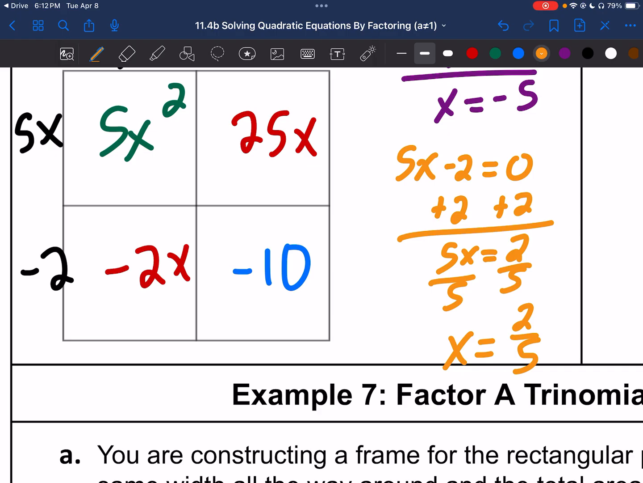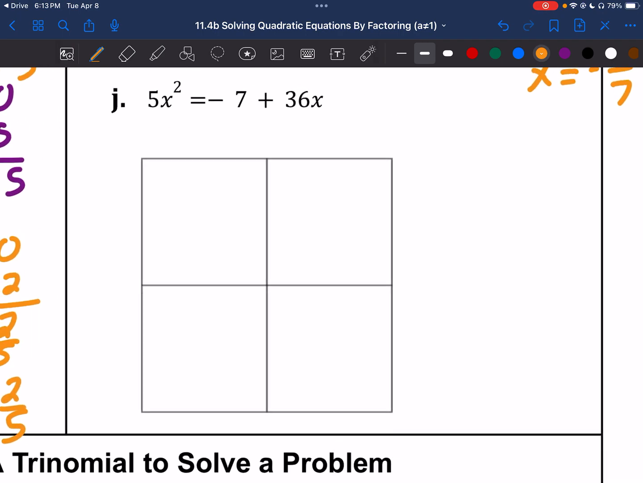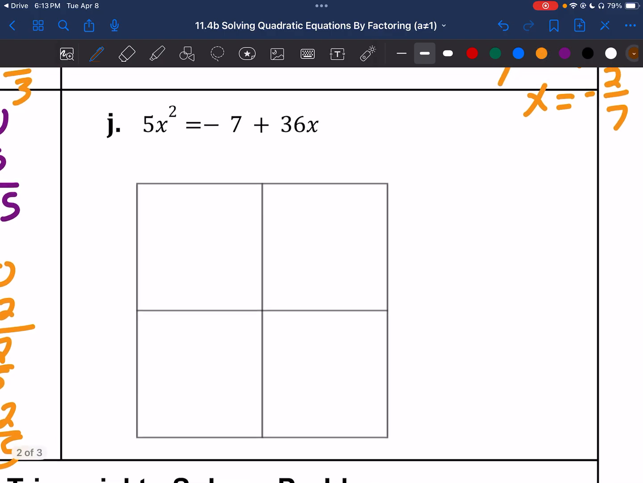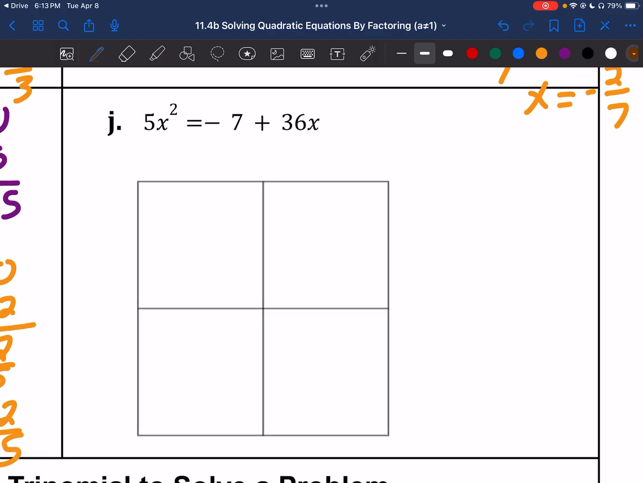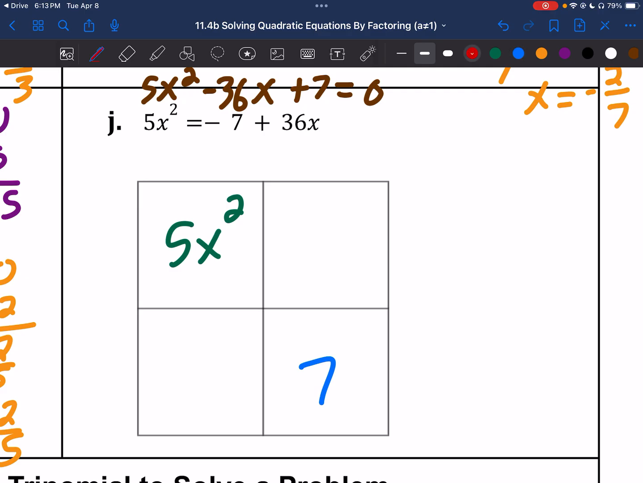All right, letter J. We've got 5x squared equals negative 7 plus 36x. So we're going to subtract 36x from both sides, and we're going to add 7 to both sides. So we get 5x squared minus 36x plus 7 equals 0. So we've got 5x squared. We've got 7. And then we're looking for factors of 35 that add up to negative 36. So that's going to be minus 35x and minus x, or minus 1x, if you will.